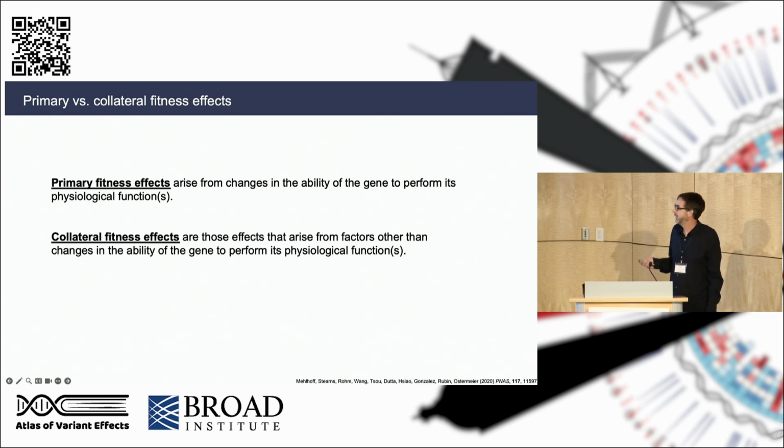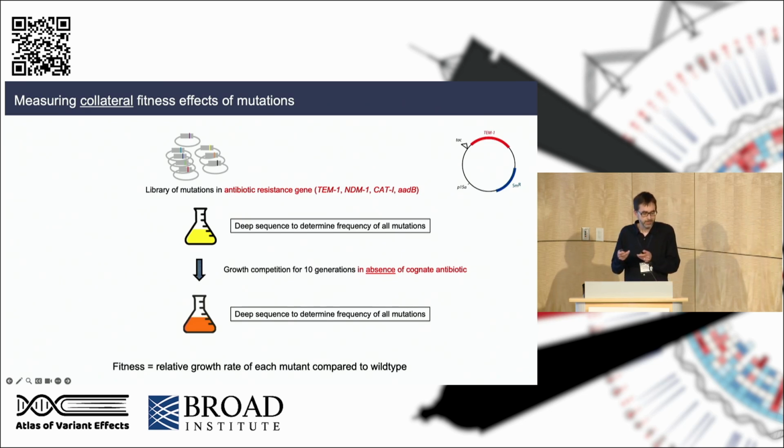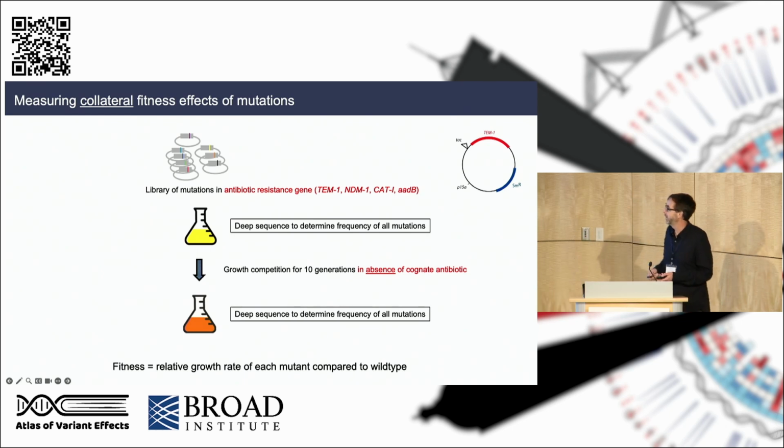And so one of the good things about using antibiotic resistance genes for this is that, at least the ones that we've chosen, have only one known physiological function for the bacteria, that is to provide that antibiotic resistance. So we can ask the question, how often are there these collateral fitness effects? Simply by repeating our experiment, but in the absence of its cognate antibiotic.